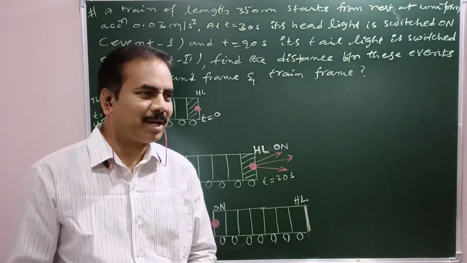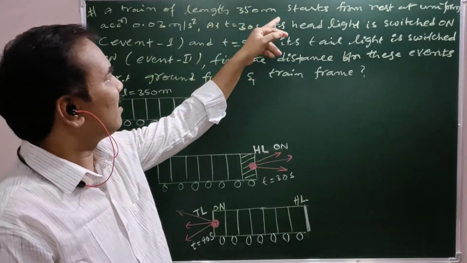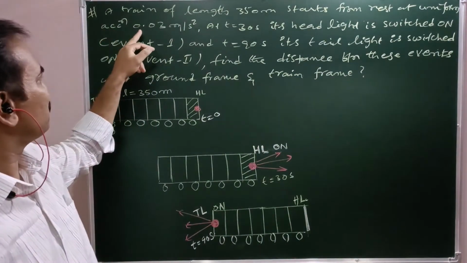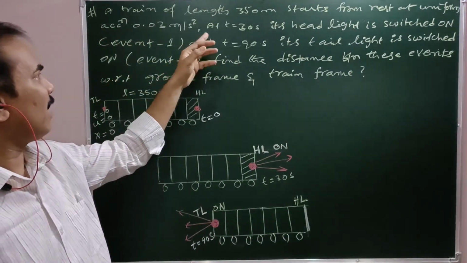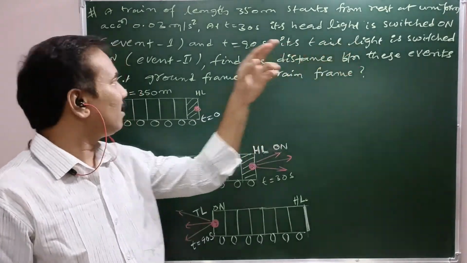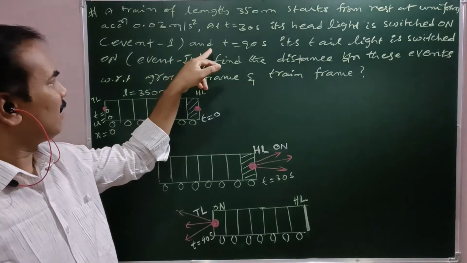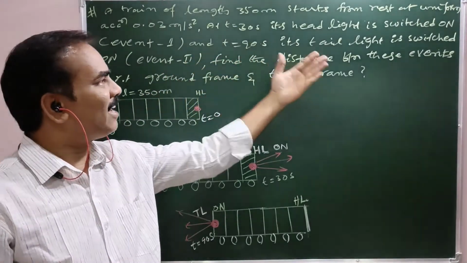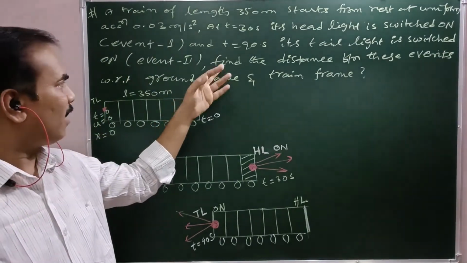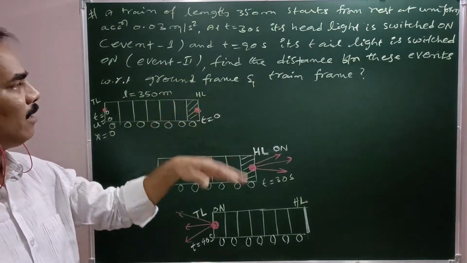Coming to the next numerical here. A train of length 350 meters starts from rest at uniform acceleration 0.03 meter per second square. At time t equal to 30 seconds, its headlight is switched on, which is to be taken as event 1. And at t equal to 90 seconds, its tail light is switched on, which is to be taken as event 2. Find the distance between these events with respect to ground frame and train frame.